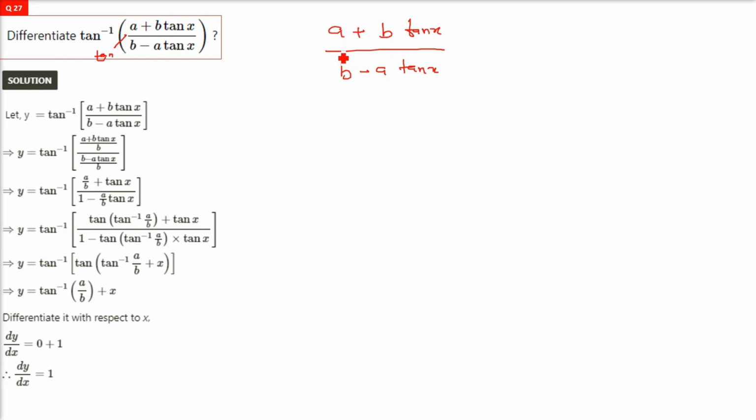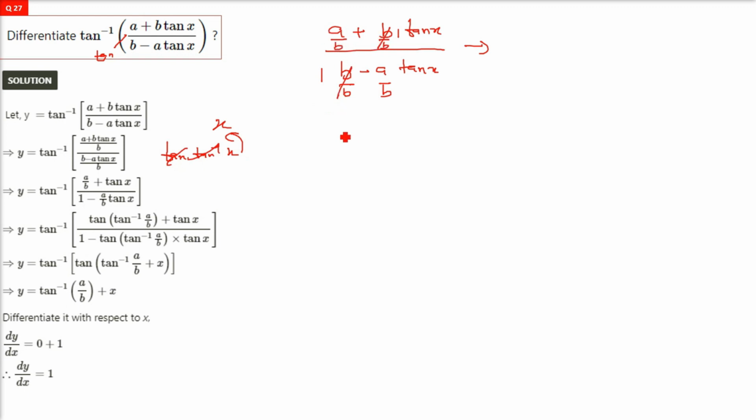We can divide the numerator and denominator by b. So a by b, b by b, b by b, a by b. Now this b by b gets cancelled, this also b by b cancelled. So this is 1 and 1. So finally, (a by b plus tan x) divided by (1 minus a by b into tan x). Okay. So tan inverse, this will get cancelled.